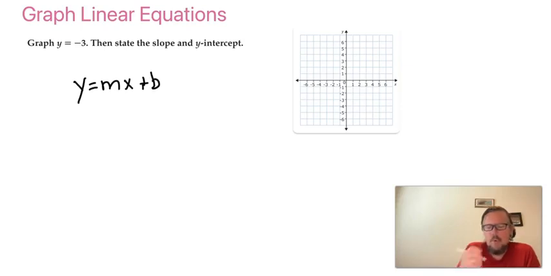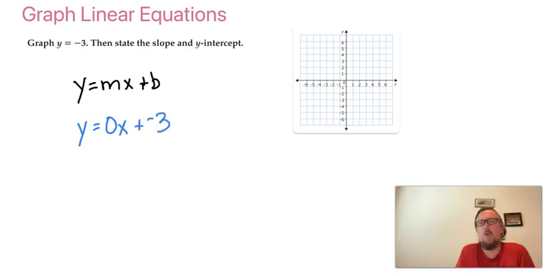So when you look at y equals -3, you may wonder, where's the x? And it turns out we do sort of have an x in this equation. Y equals -3 can be written as y equals 0x plus -3, or y equals 0x minus 3. Those are both the same thing.